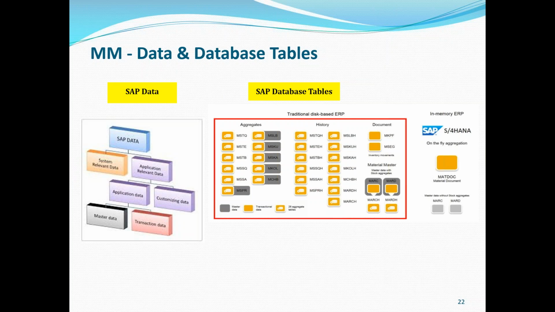Okay, aggregate MSTQ, MSTE, MSTB, MSSA, MKPF, MSEG. Okay, so I was looking at that pricing. PRO NV has become obsolete and replaced by PRCD underscore elements. That's what I was looking for.